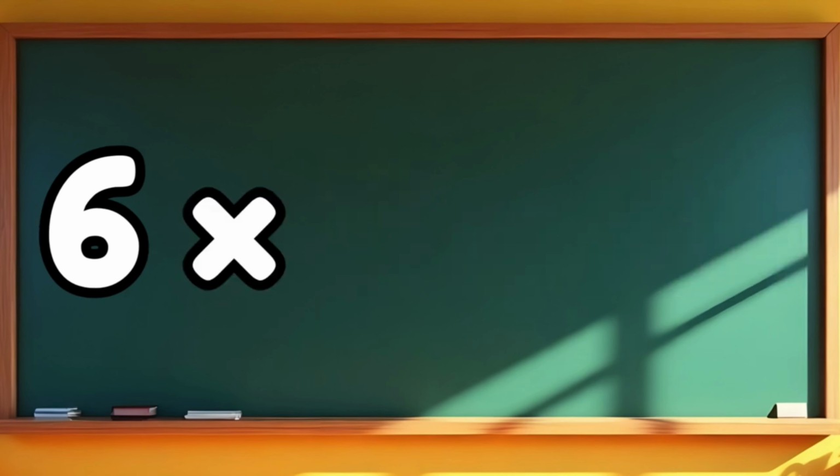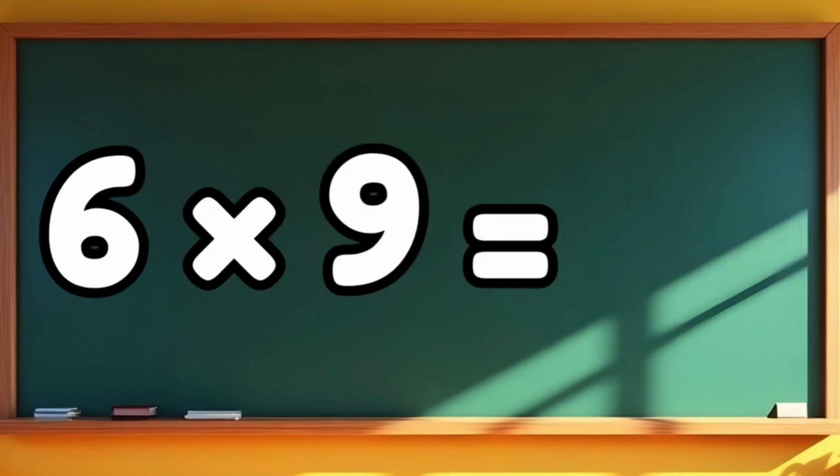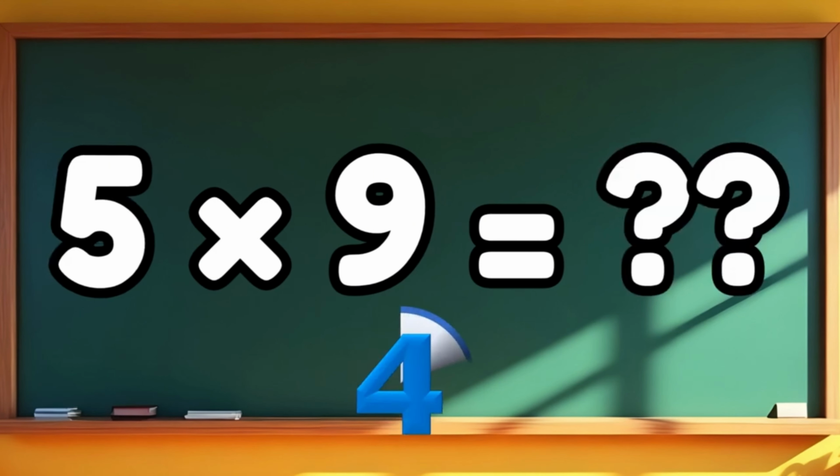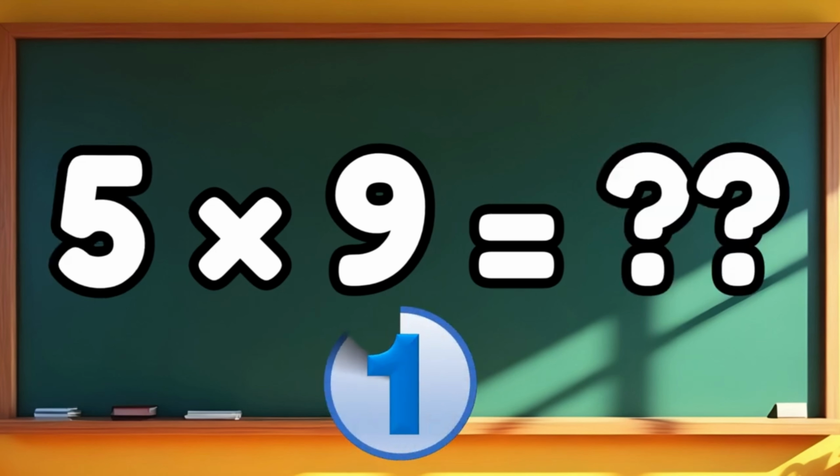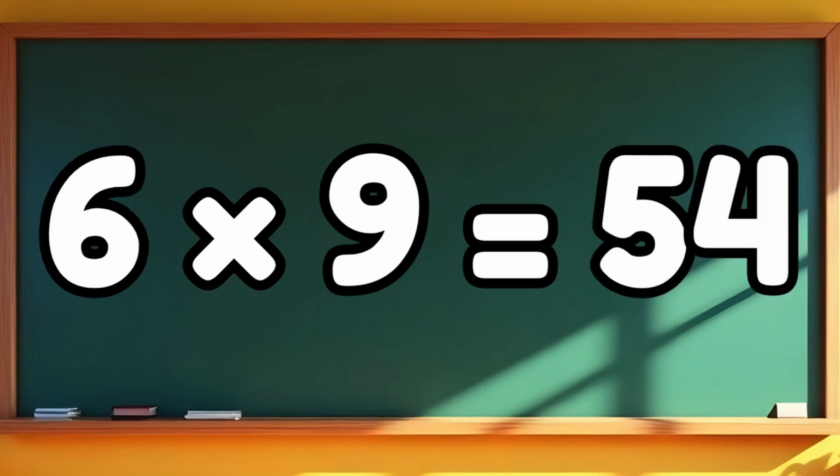Let's repeat it one more time. 6 times 9 equals... 54! Great job, friends! Now we are going to review the multiplication table of the number 6 from 1 to 9.